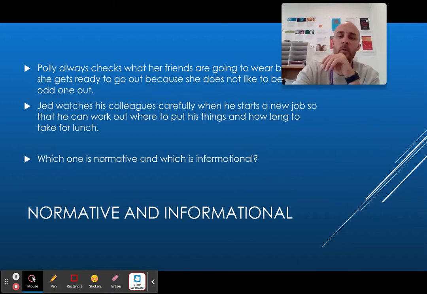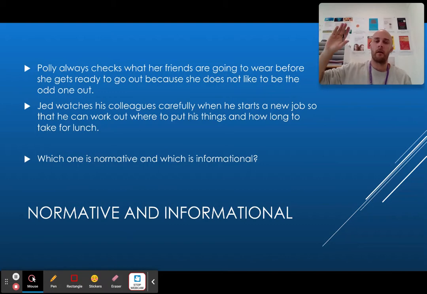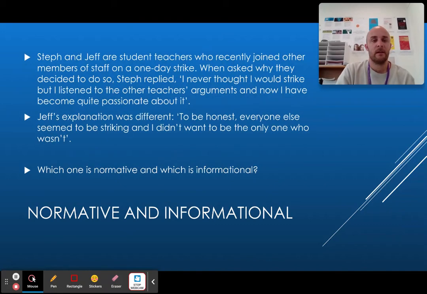So here is a question. This is an essay question, a 16 marker. You're not going to get worse than 16 markers. This is a stem from it. Polly always checks what her friends are going to wear before she gets ready to go out because she does not like to be the odd one out. That's clearly normative social influence, whereas Jed watches his colleagues carefully when he starts a new job so he can work out where to put his things and how long to take for lunch. That is clearly informational social influence. He is looking to people who he deems to have more knowledge in this area. They've worked there for longer, and he's going to copy them. It's always quite amusing to watch new people do this when they start, by the way. It's pretty textbook.